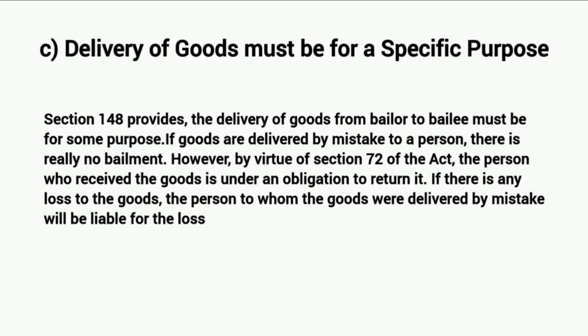Delivery of goods must be for a specific purpose. Section 148 provides the delivery of goods from bailer to bailee must be for some purpose. If goods are delivered by mistake to a person, there is really no bailment. However, by virtue of Section 72 of the Act, the person who received the goods is under an obligation to return them. If there is any loss of the goods, the person to whom the goods were delivered by mistake will be liable for the loss.